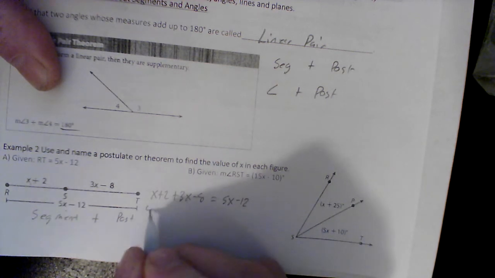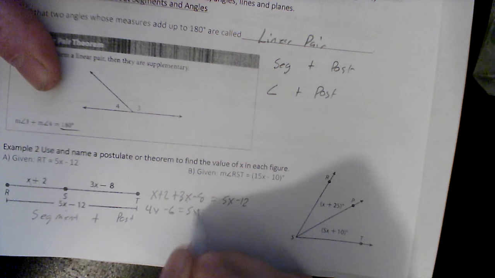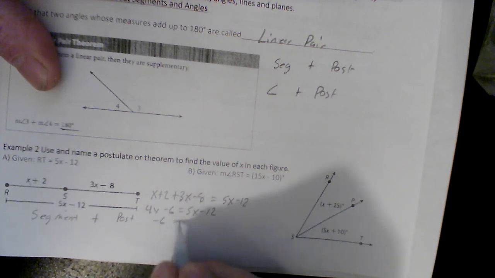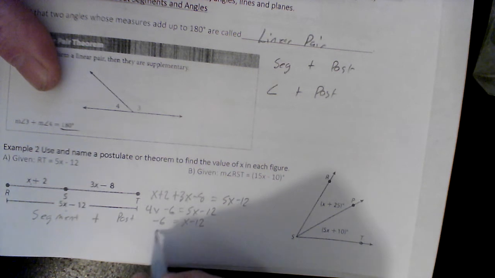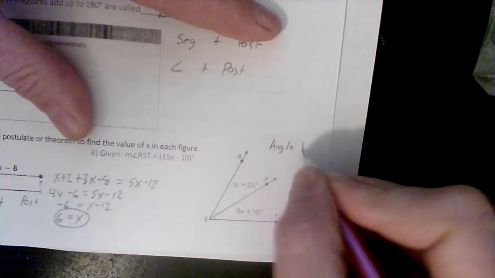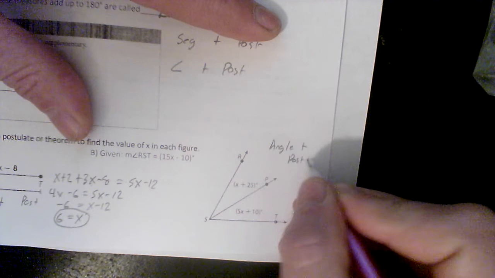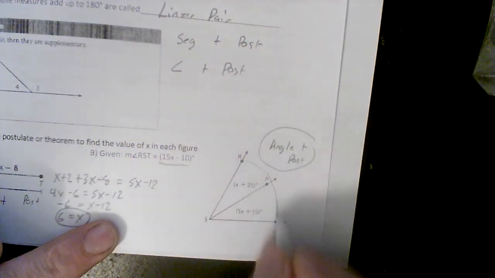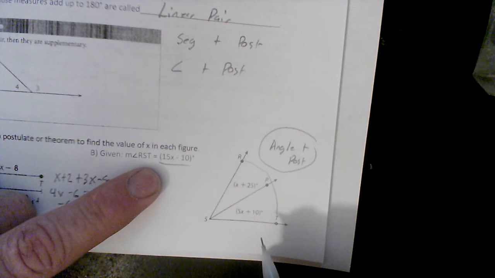Add our x's: 4x. Add our numbers: minus 6 equals 5x minus 12. We'll subtract 4x: negative 6 equals x minus 12. We'll add 12: 6 equals x, and we'll circle it. This is the angle addition postulate. Alright, and they're telling us that the full angle is 5x minus 10.